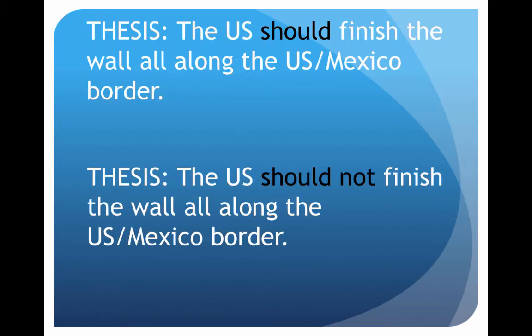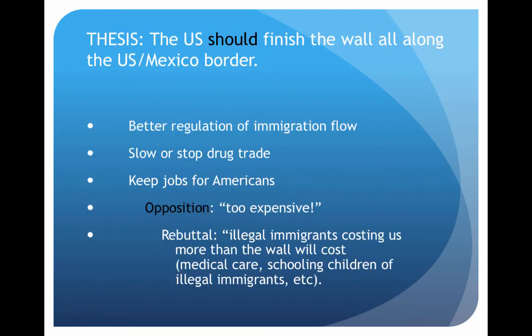Here are 2 thesis statements, each in total opposition. Okay, I'm going to show you outlines for each one of those. So the first one will be the U.S. should finish the wall along the U.S.-Mexican border. So here's the outline for that. You can pause the video now and read through that. So you see a clear outline for a short essay arguing that we should finish the wall.